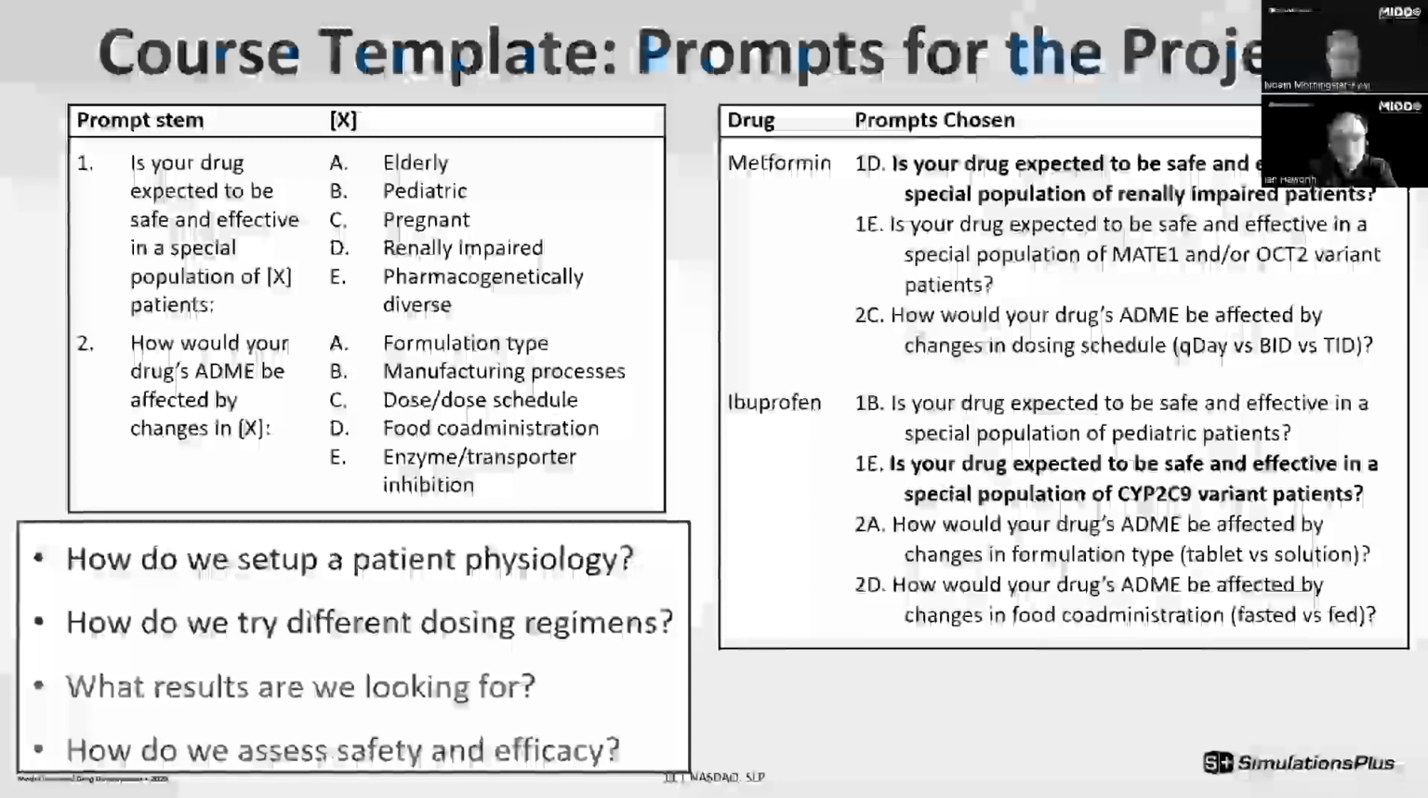How is that set up? What results are you looking for? Both how do you find the simulation outputs that you need in GastroPlus, and how do you interpret them, and how do you define what's significant? And then most importantly, how do we assess safety and efficacy? Because it's important to remember, everything we do comes back to administering these drugs to patients and to not lose sight of that. And so we bring this back around to, is this drug going to be safe and efficacious in this patient?